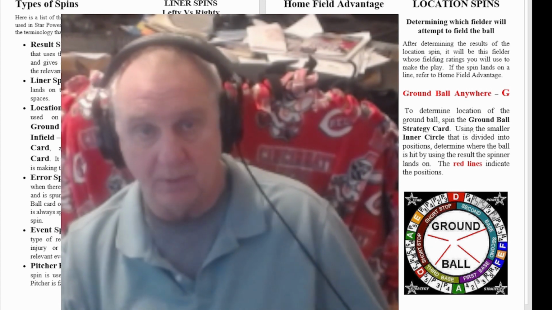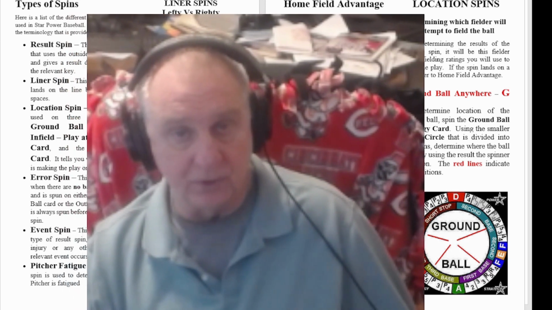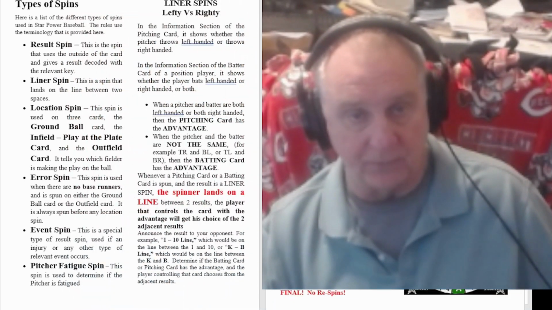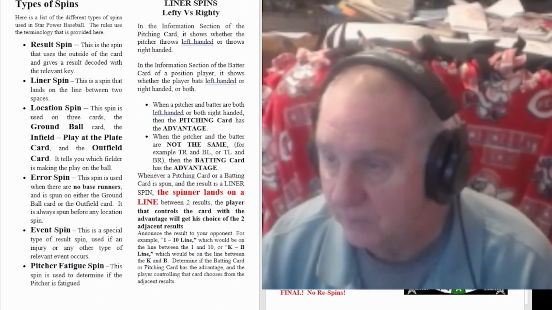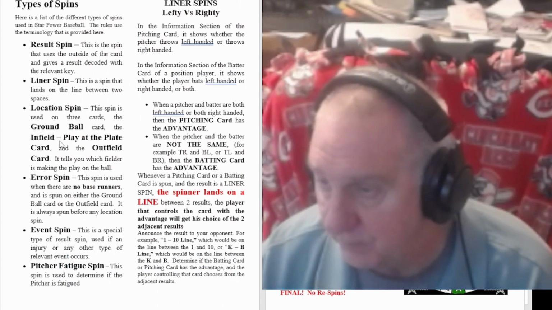Pretty simple. Two cards that you'll use mainly is infield and outfield. Ground ball and fly ball. Ground ball and outfield card. Okay. Ground ball, infield, plate, outfield card.